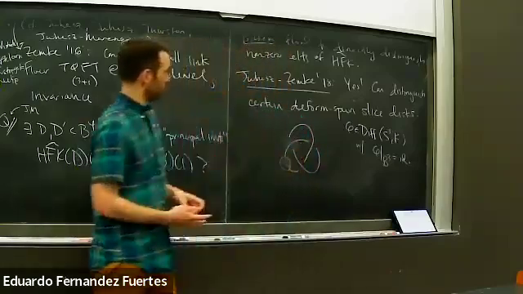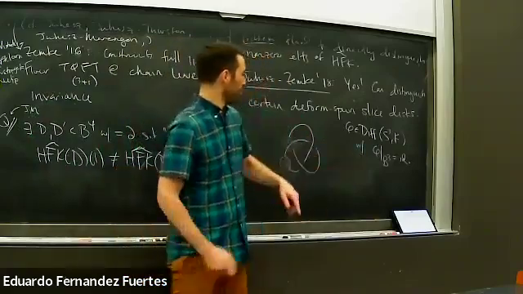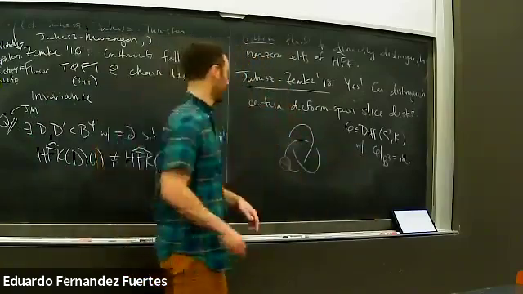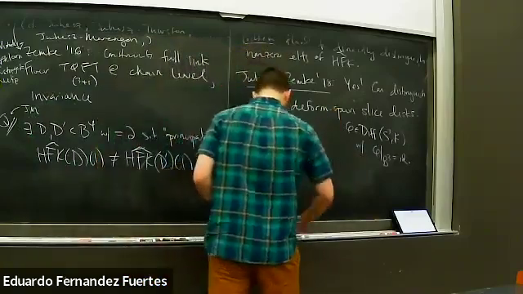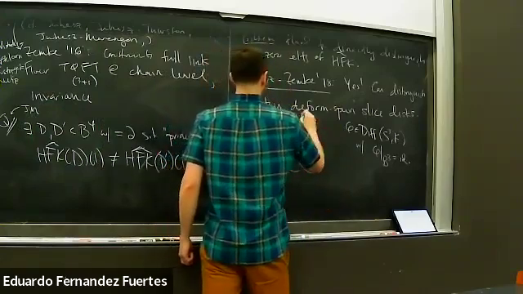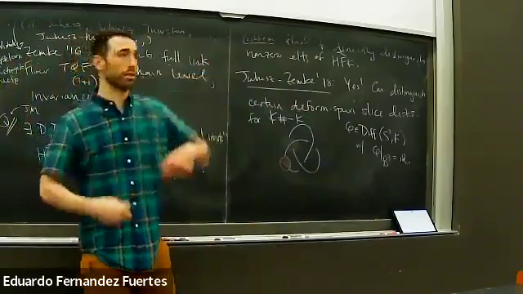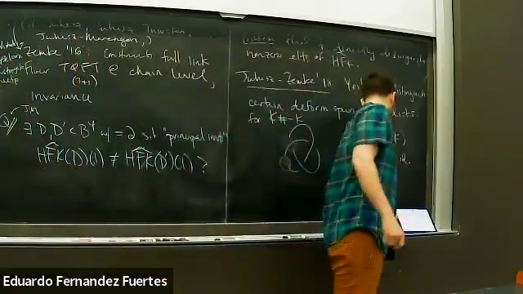So for various types of automorphisms like this, we can get some slice disk for K connect sum minus K. Right? So I take it and I sweep out my slice disk as I do that movement. Okay.